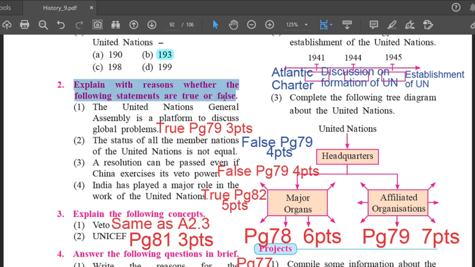Question number 2. Explain with reasons whether the following statements are true or false. The first one. The United Nations General Assembly is a platform to discuss global problems. The answer to this question is on page number 79. And the answer is true. This statement is true. The reasons are on page number 79.